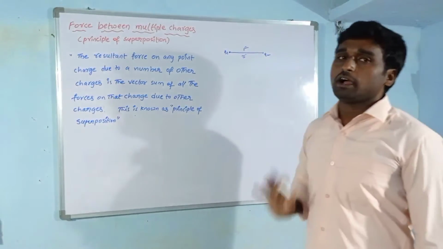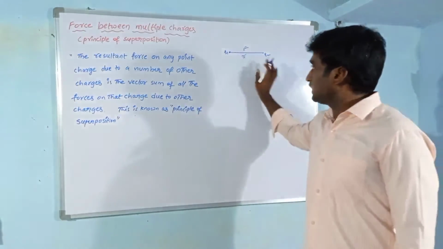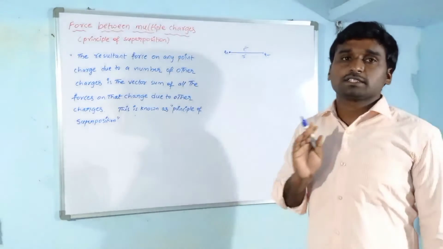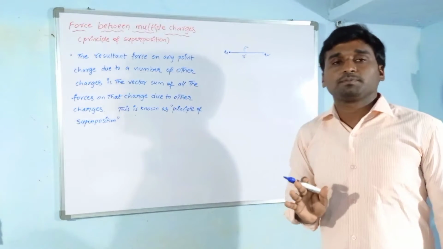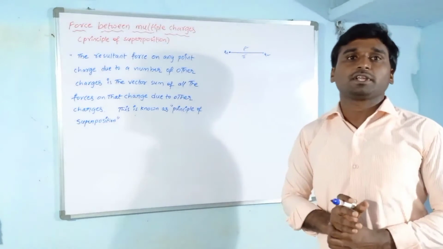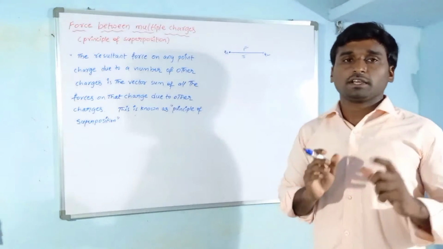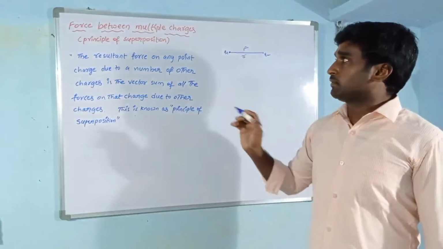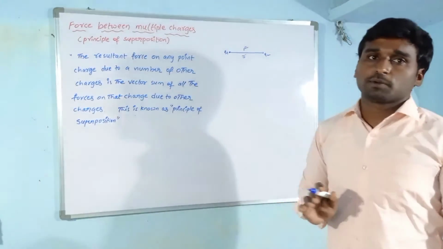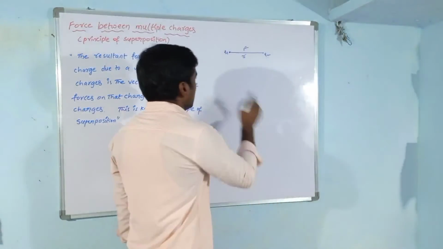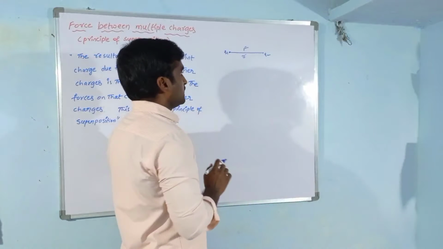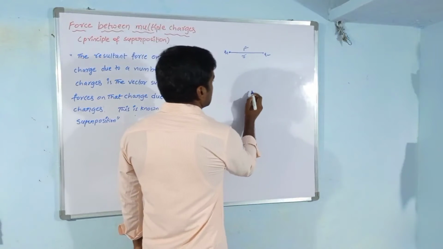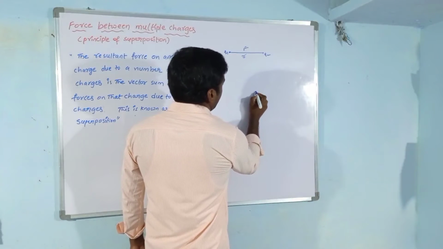But when we have more than two charges, how can we calculate the resultant force acting on any one charged particle due to the other charged particles? We can find that by using the principle of superposition. See here, I am taking multiple charges, suppose 5 charges.